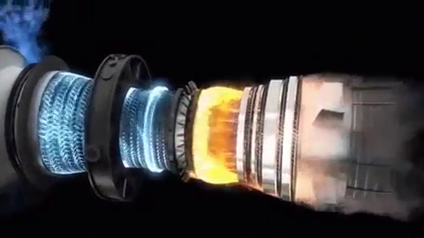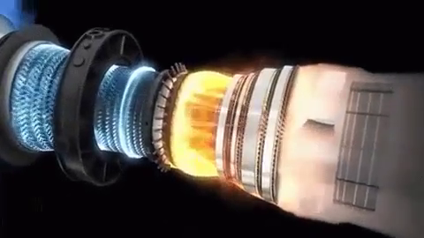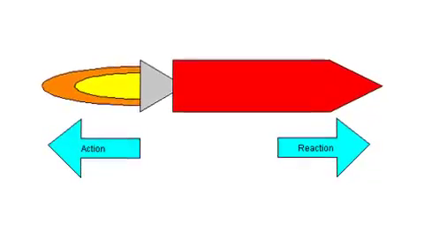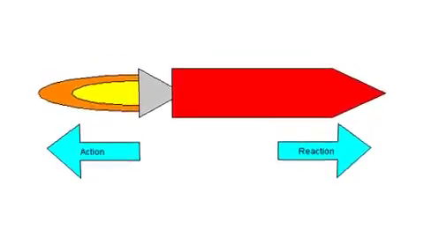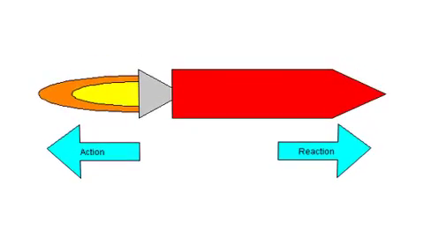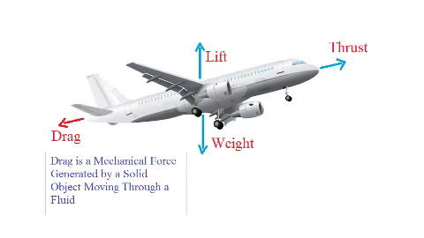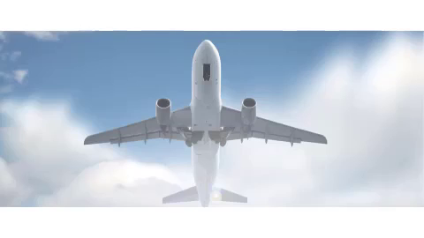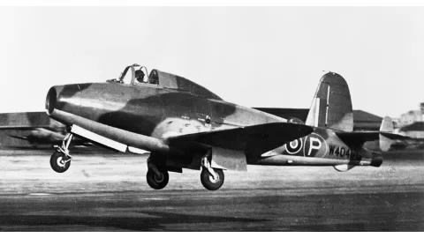The force of the exhaust gases pushing backwards, action, produces an equal and opposite forward force, reaction, Newton's third law of motion. We call this forward force thrust, which powers the aircraft or vehicle forward. Types of jet engines. The first jet engine successfully flew in August 1939.